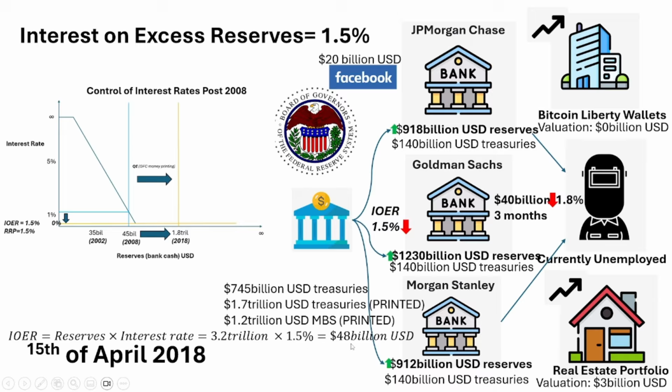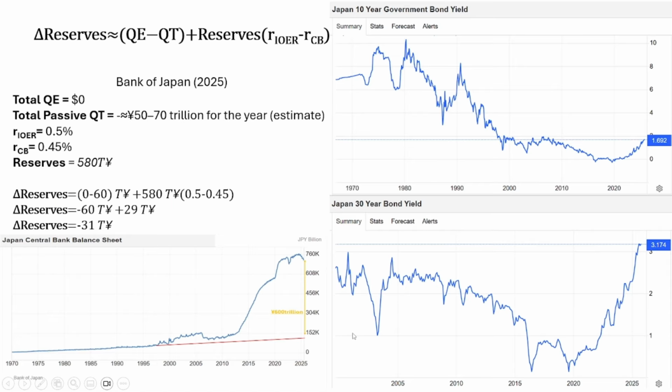It's $48 billion, and the central bank has to pay this every single year to keep interest rates at 1.5%. If they want to raise interest rates higher, this cost goes up, and if the reserves in the system go up, this cost goes up too. So this brings me to Japan's situation.